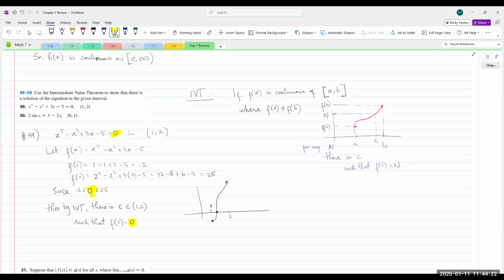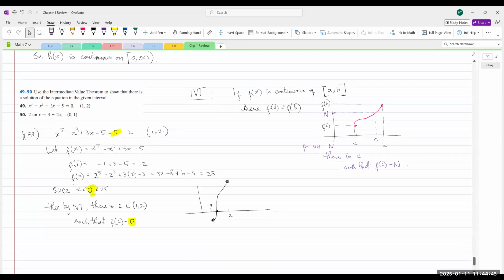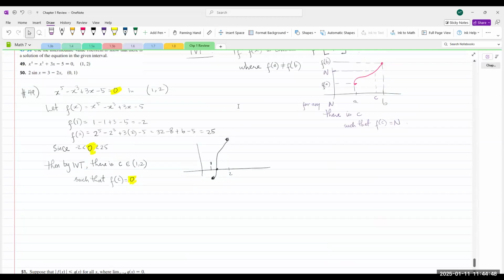Okay, all I need to show is that the value at the endpoints makes 0 in between. Or another way to say that, the values at the endpoints are on opposite sides of the number we want. Now let's take a look at number 50. You will see the idea is very similar. I will not give myself a break anymore because I will just finish at number 51. Number 50, we have 2 sine x equals 3 minus 2x, and there's a solution in that interval 0, 1.